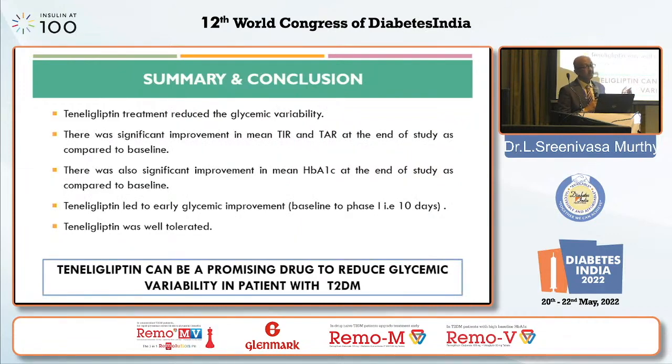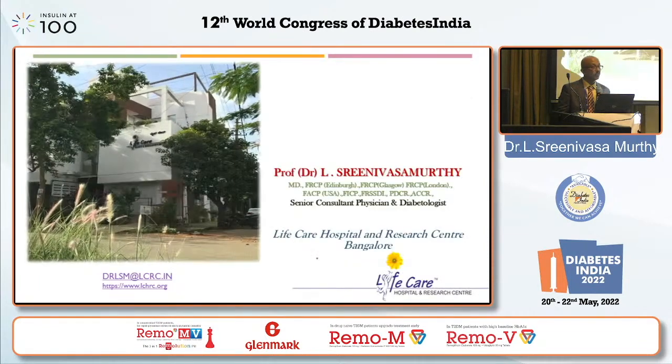To summarize, teneligliptin treatment reduced glycemic variability. There was a significant improvement in the mean TAR and TAR at the end of the study compared to baseline, and also a significant improvement in the mean A1C. Teneligliptin led to early glycemic improvement, at the end of just 10 days, and it was well tolerated. Thus teneligliptin can be a very promising drug to reduce glycemic variability in our Indian patients, apart from the cost convenience, OD preparation, and dual mode of excretion. No dose adjustment is required in mild to moderate hepatic or renal insufficiency. So thank you very much for your patient hearing.